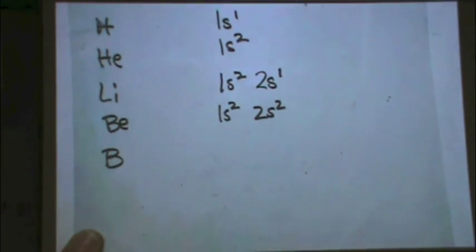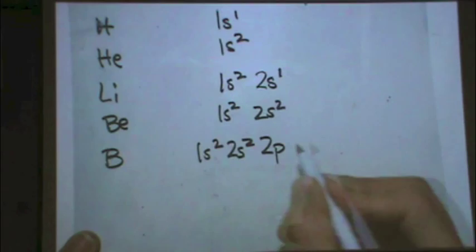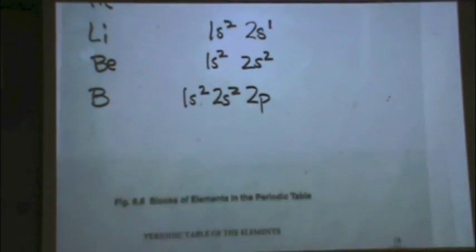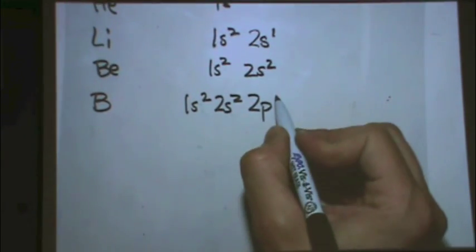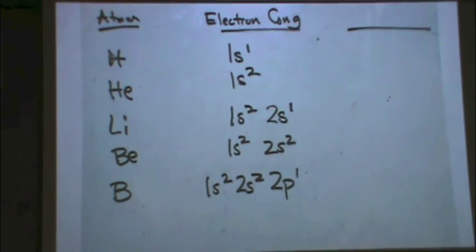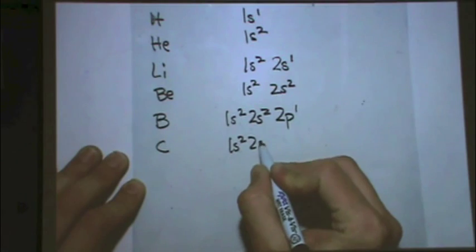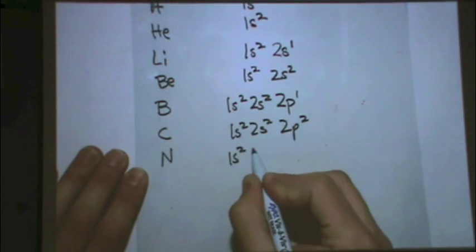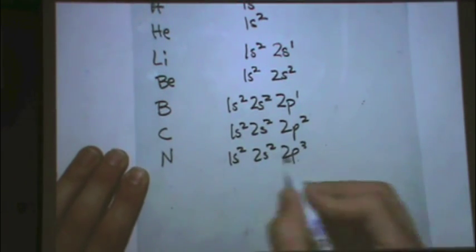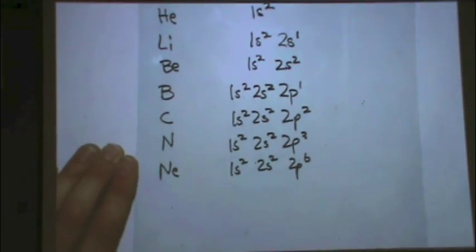Now we're going to go to boron. The next one's going to break into the next orbital. 2s2, 2p. If you look at your periodic table, 2p is the next section, and it's a 2p1. You've got the first electron in the p orbitals. Boron, carbon, 1s2, 2s2. Now we've got another electron, 2p2. Carbon, nitrogen, 1s2, 2s2, 2p3. Let's skip ahead to neon, 1s2, 2s2, 2p6.